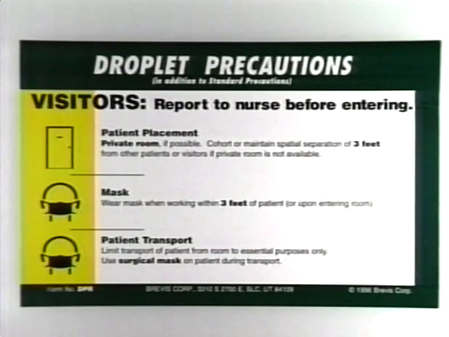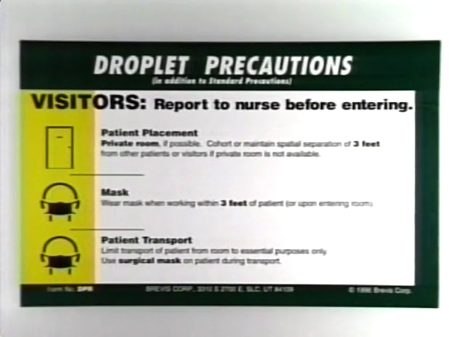The next precaution category is droplet precautions. Droplet transmitted illnesses or diseases are transmitted through droplets in the air. Examples of droplet transmitted illnesses or diseases are pneumonia, scarlet fever, meningitis, or influenza, the flu.